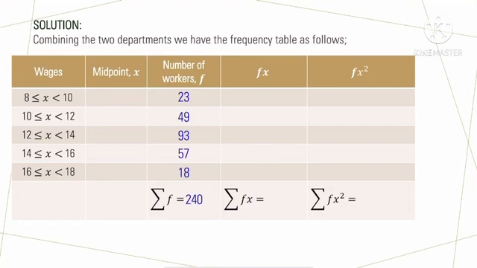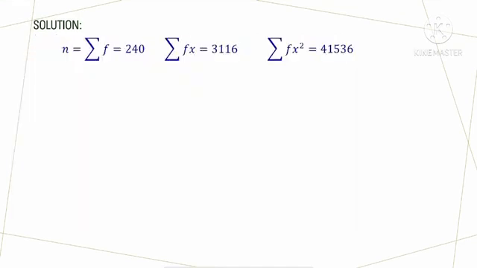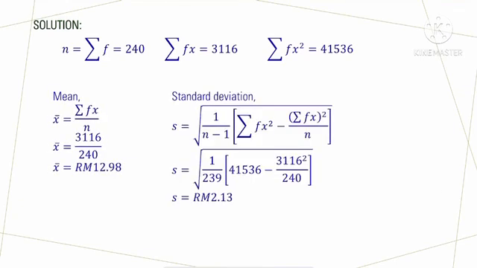The midpoint is the average of the lower and upper limits. Fx is frequency multiplied by its corresponding x. And the total equals 3116. Fx squared is frequency multiplied by the square of x. Then calculate the sum. Now substitute all these values into the formula of mean and standard deviation to find the answer. The answer must be in RM.